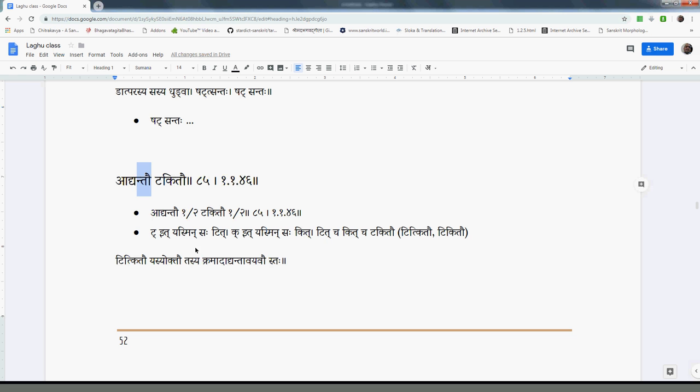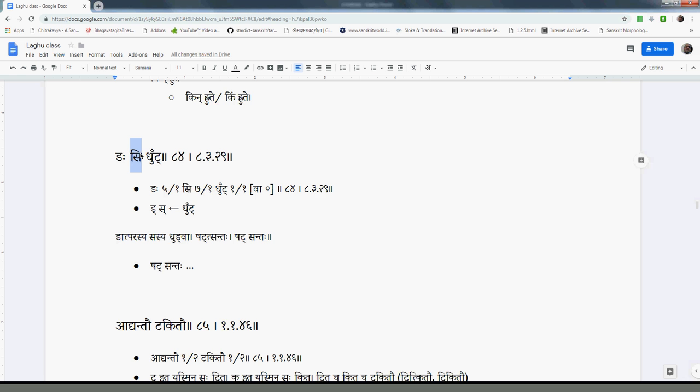Tit kito yasya ukto tasya kramad. In this kramad, this is the ordainment. So if tit is ordained, then it will go to adi. Adi of what? In the sutra here, Dasidut, sakara is the sthani.